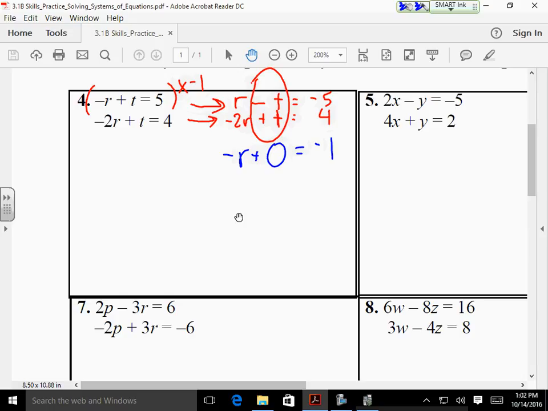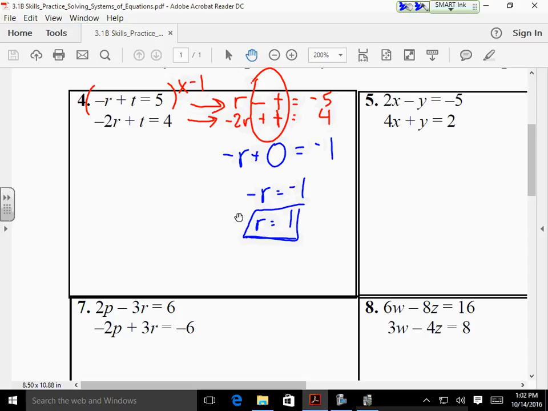Because then, if negative r is equal to -1, multiply both sides by -1, positive r will be positive 1. That is half of my solution, and that's the key to finding t. Because now I can take this value, plug it back into either one of these two equations. It doesn't matter which one I choose. I'm just going to choose the top one.